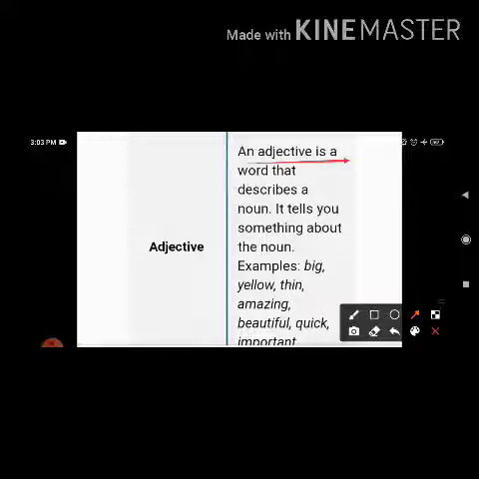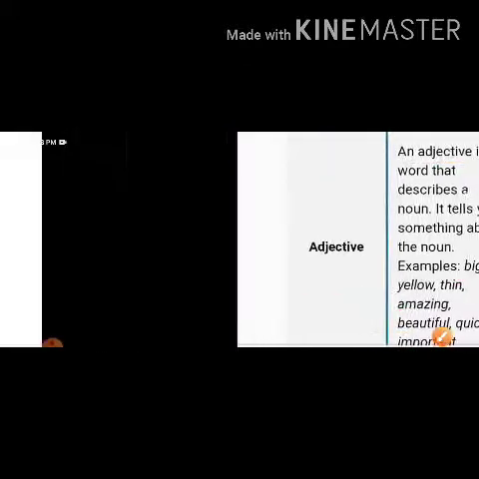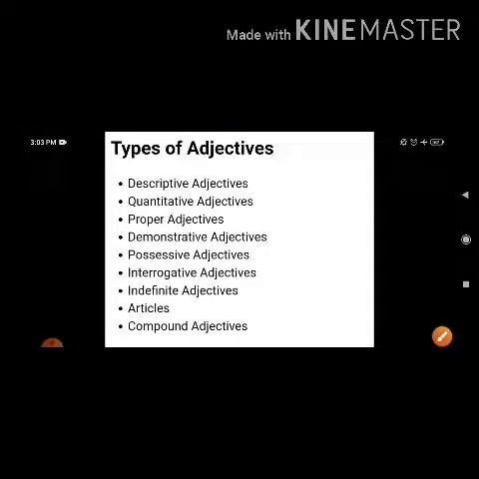For example, the noun can be big, it can be yellow, it can be thin, amazing, beautiful, quick, important. These are some of the examples of adjectives here. And there are different types of adjectives as well.